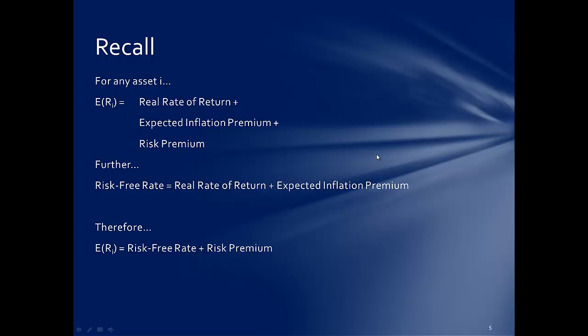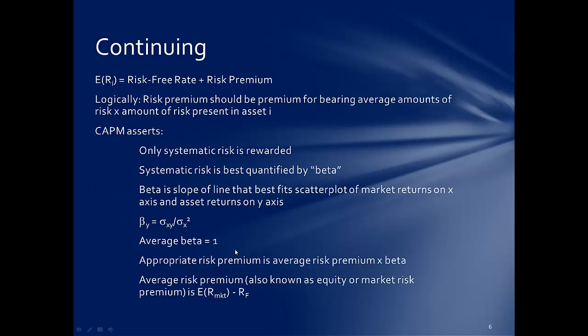Remember further that we often combine the real rate of return and the expected inflation premium to create the risk-free rate. So the risk-free rate is nothing more than the sum of those two components. Therefore, replacing those two components with the risk-free rate, we can redefine the expected rate of return for any asset to be the risk-free rate, which is again the expected return on a riskless asset plus the expected inflation premium, and we also have a risk premium.